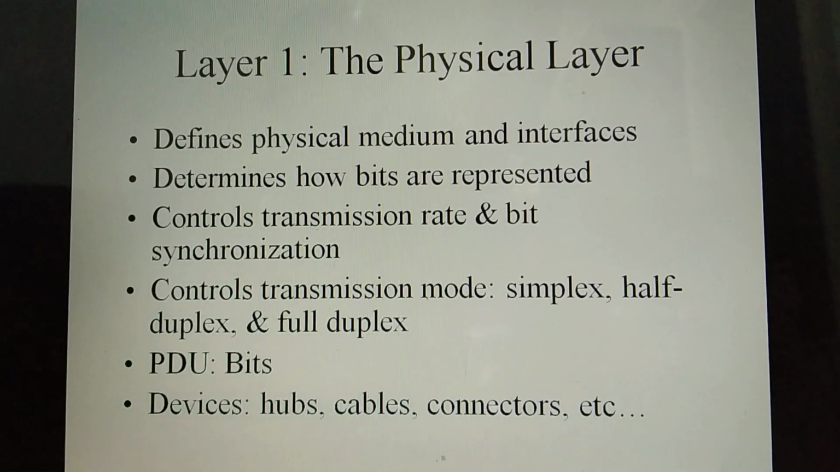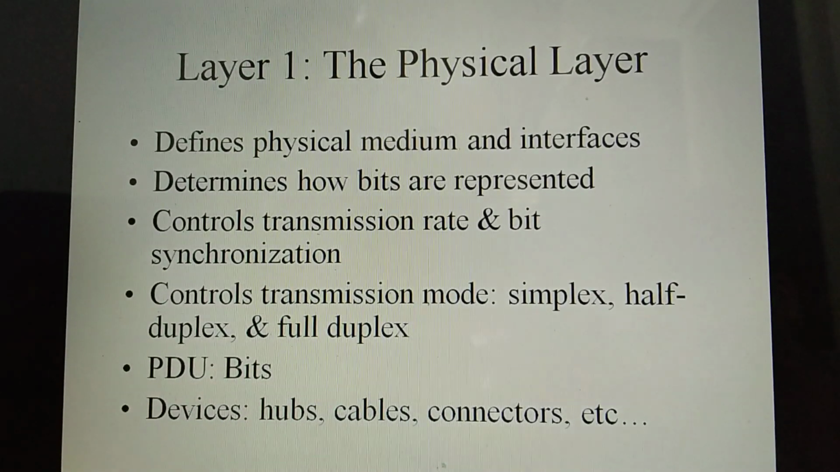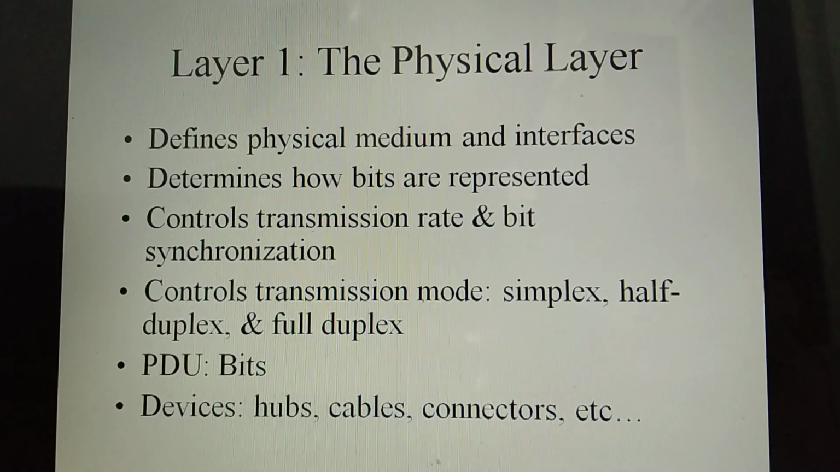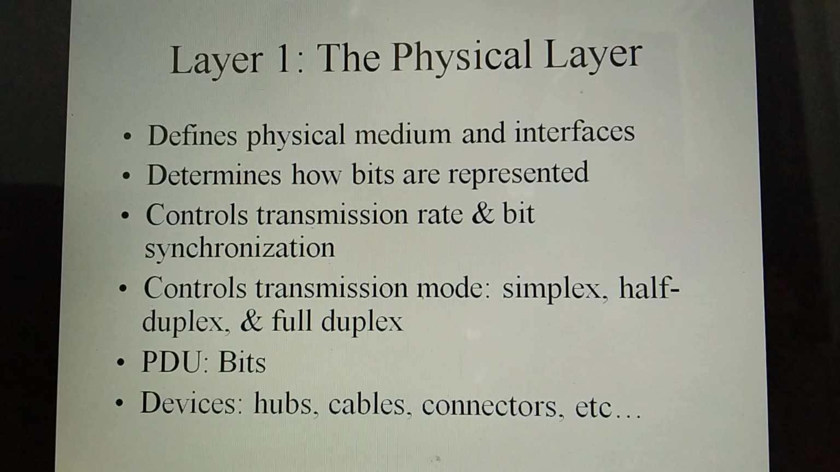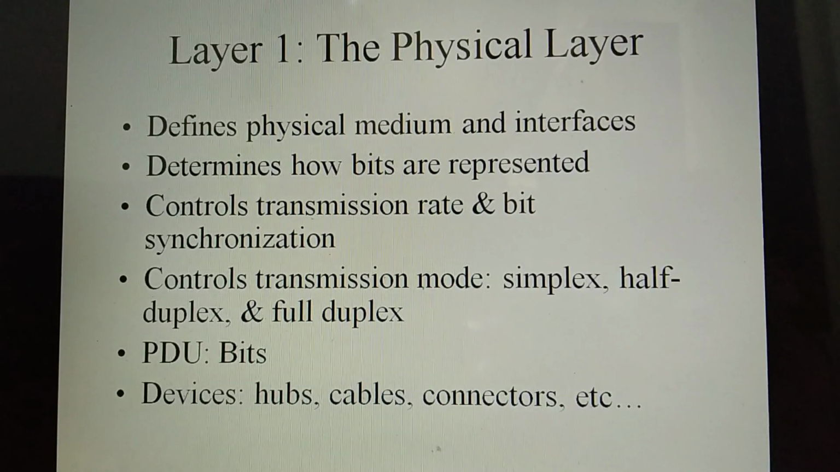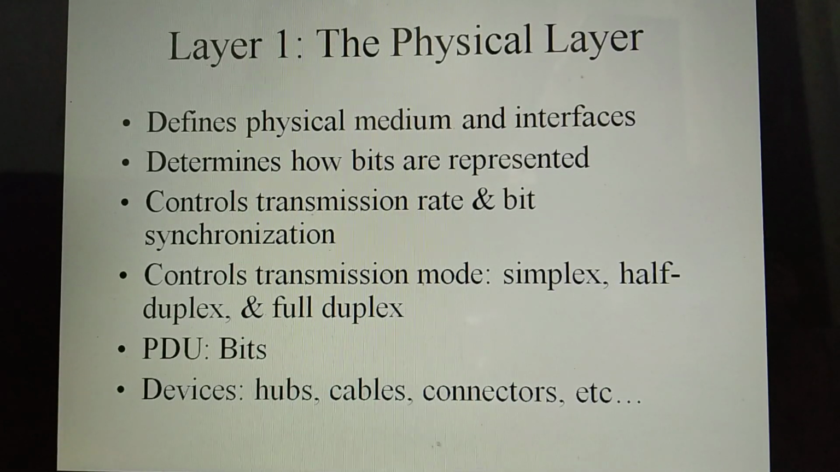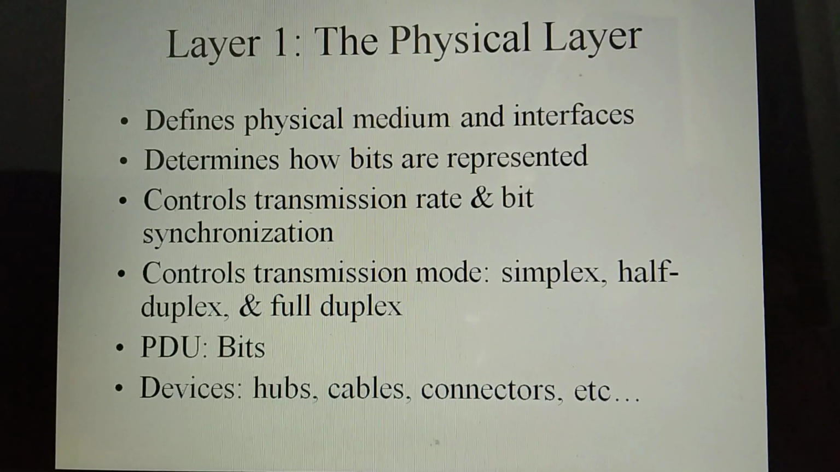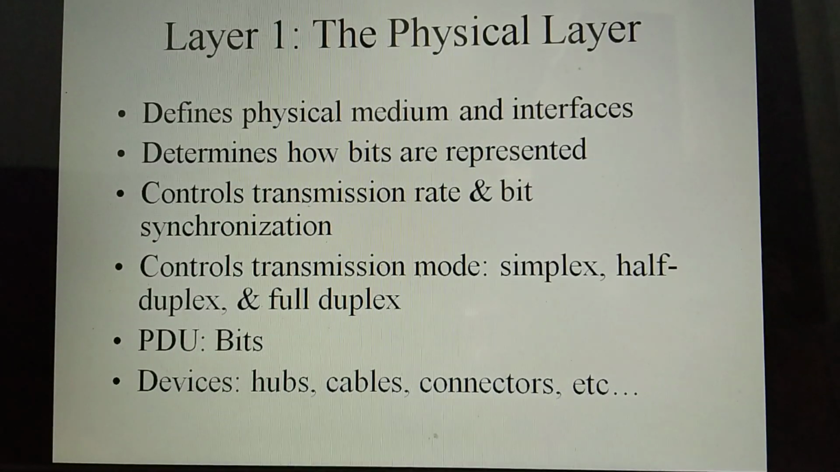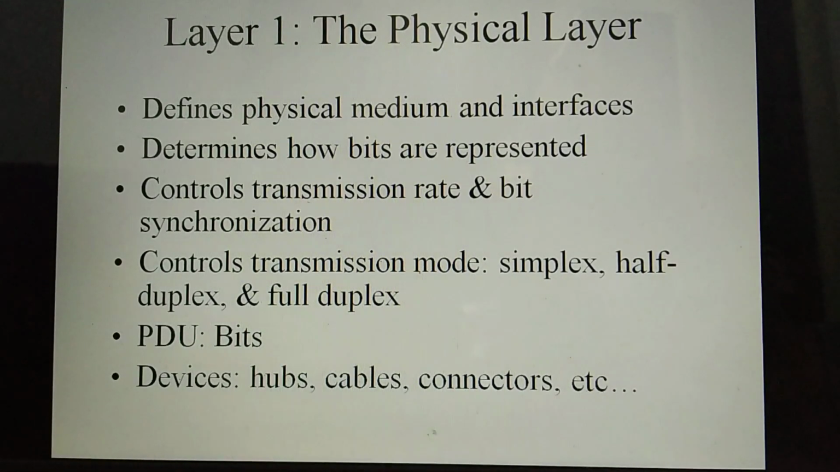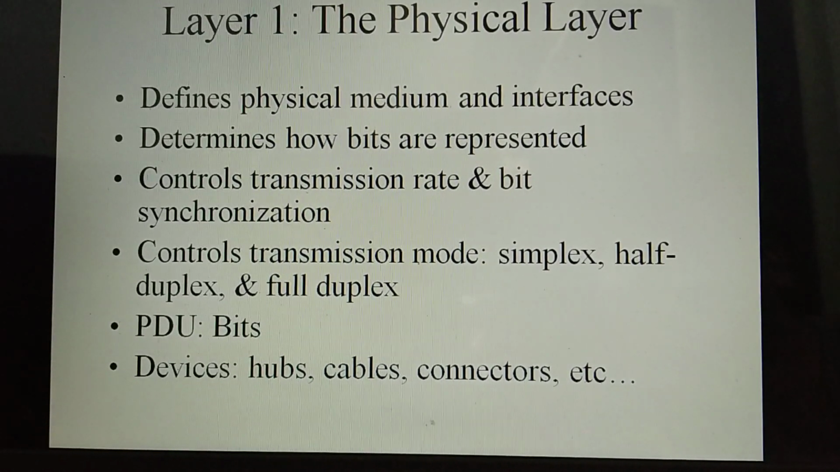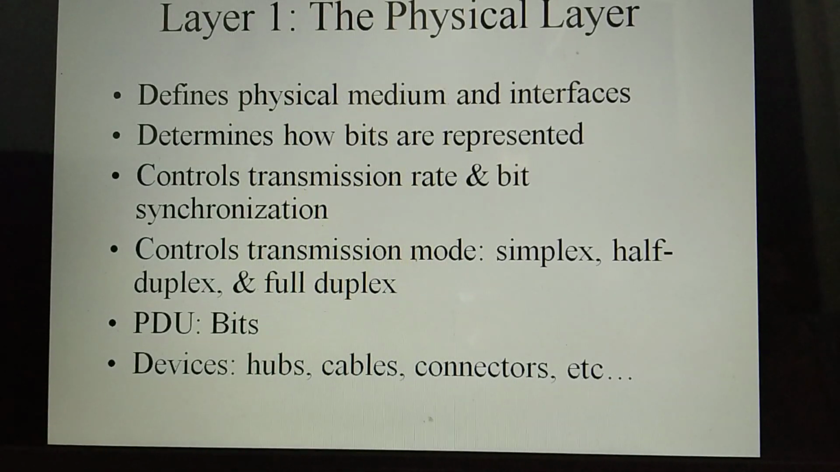Layer 1, the physical layer. It defines the physical medium and interfaces and determines how the bits are to be represented. It controls the transmission rate and bit synchronization. It also controls the transmission mode. It decides in which mode, like simplex, half duplex or full duplex, the transmission is to be made. And the protocol data unit in this physical layer are bits. And the devices in this physical layer are hubs, cables and connectors.